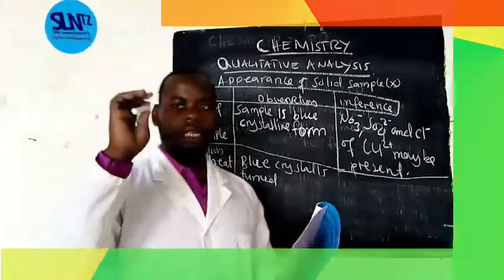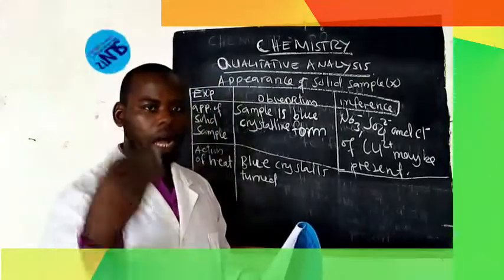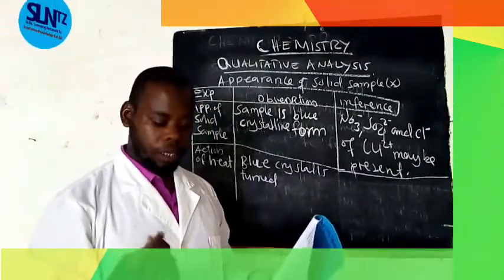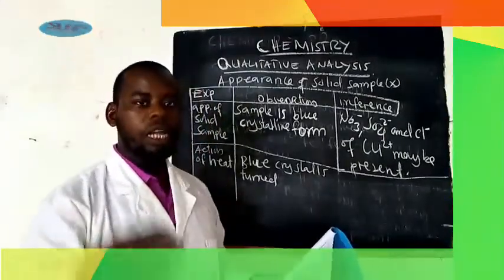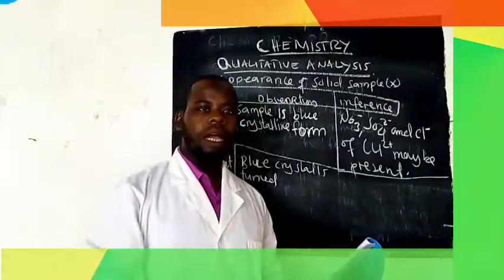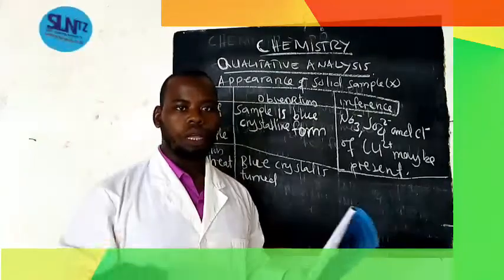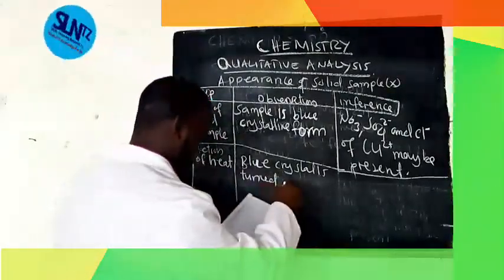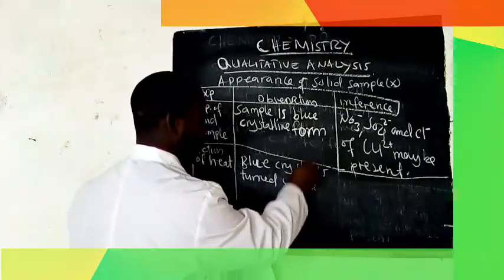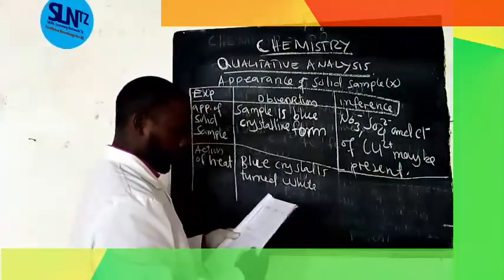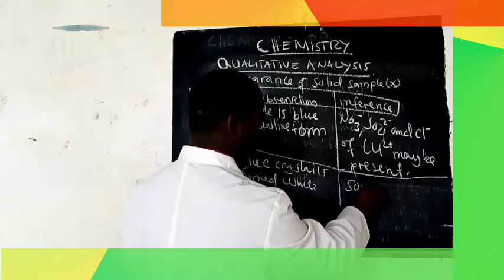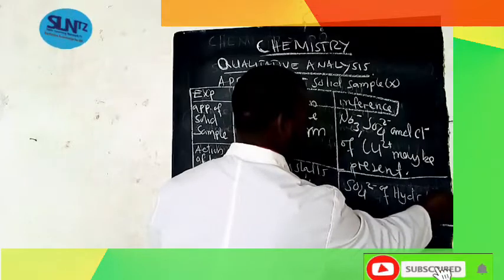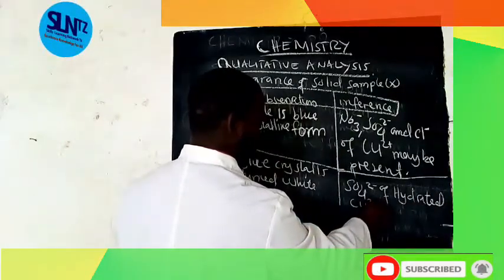In your sheet it is written "turn", but because that is an action already done, you have to write what we have done. It is already turned, so you cannot write turn again, because this sheet is prepared considering the usual frequent action. So what happened is that it turned white. And the inference: sulphate ion of hydrated copper ion may be present.